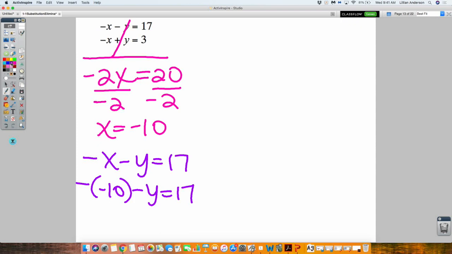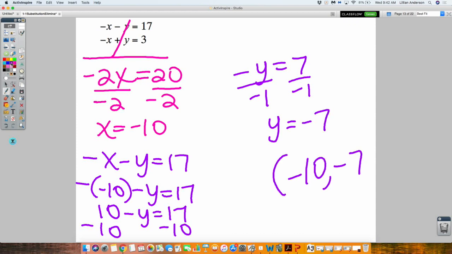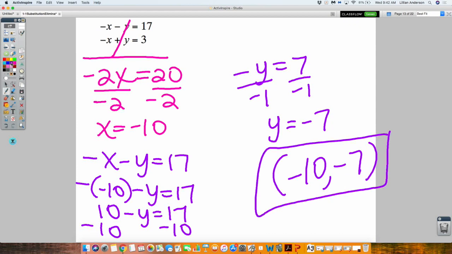A negative and a negative make a what? A positive. So I have a positive 10 minus y equals 17. Subtract 10. What's 17 minus 10? 7. Am I done? Got to divide by negative 1 to make it positive. What's 7 divided by negative 1? Negative 7. So my solution is negative 10, negative 7, and we are done.